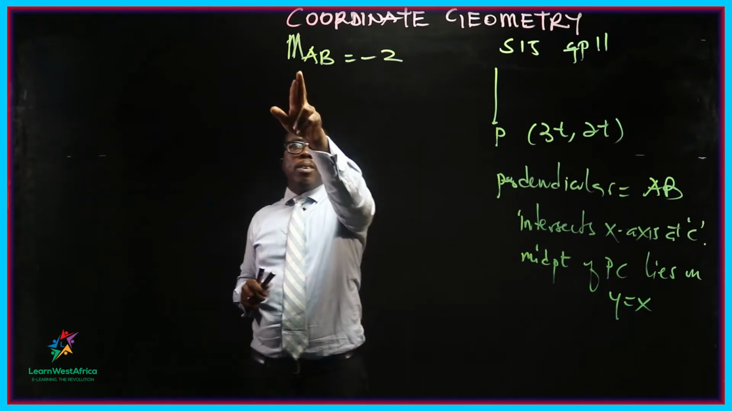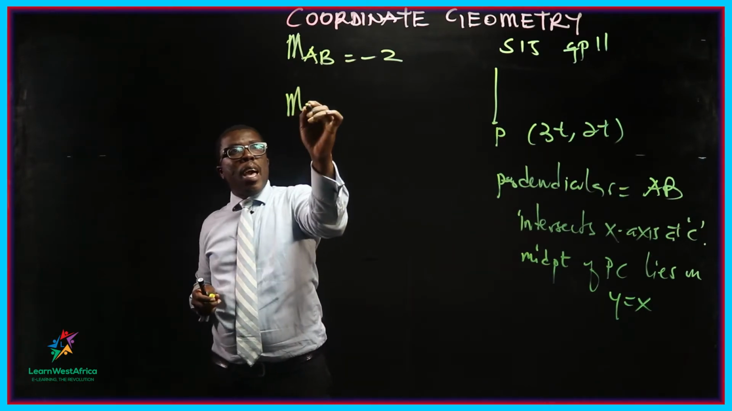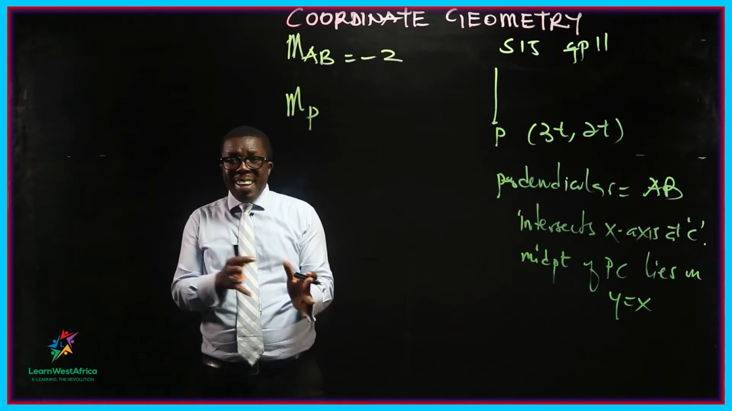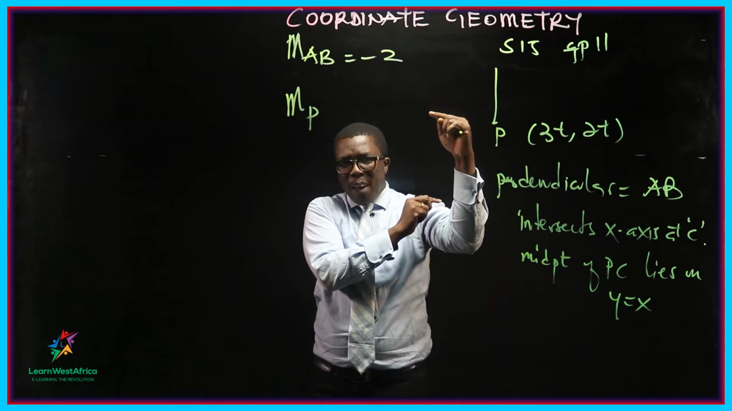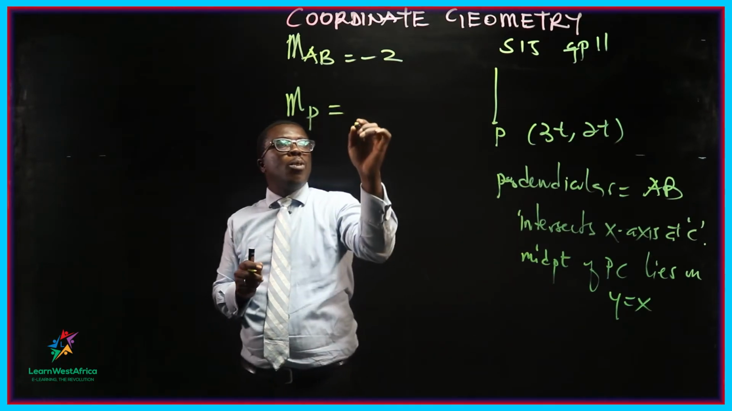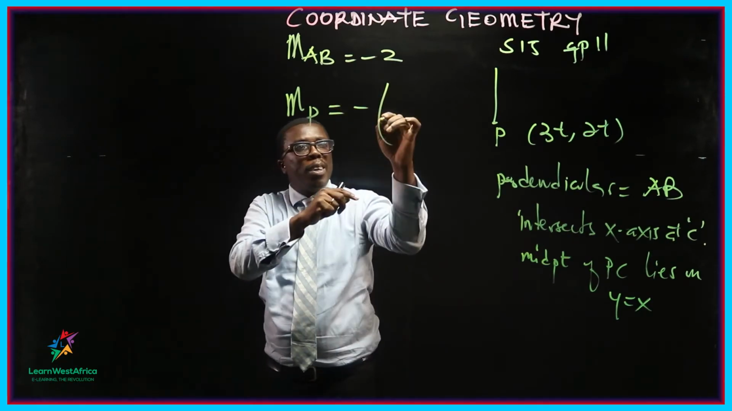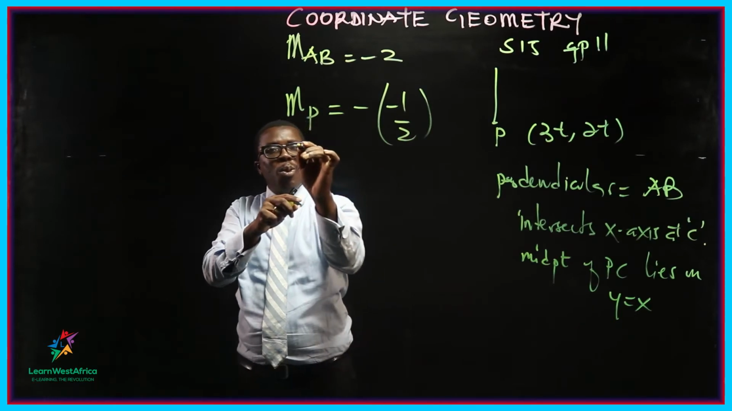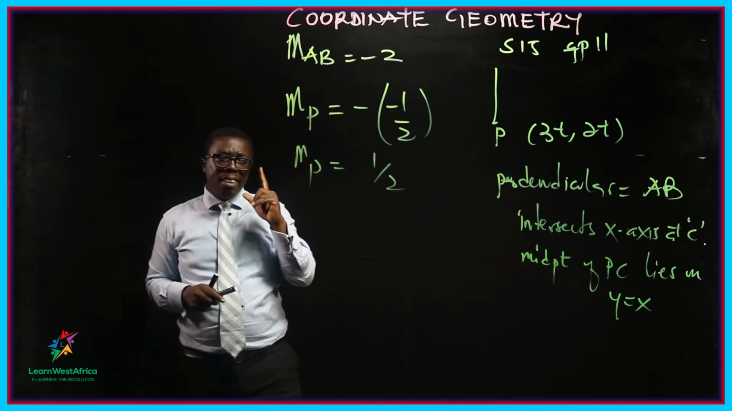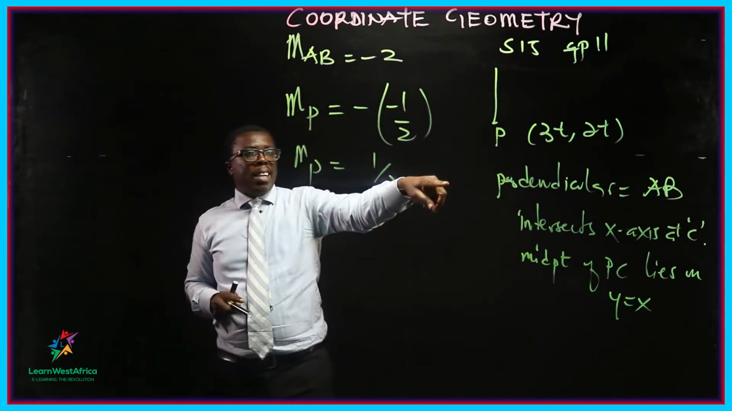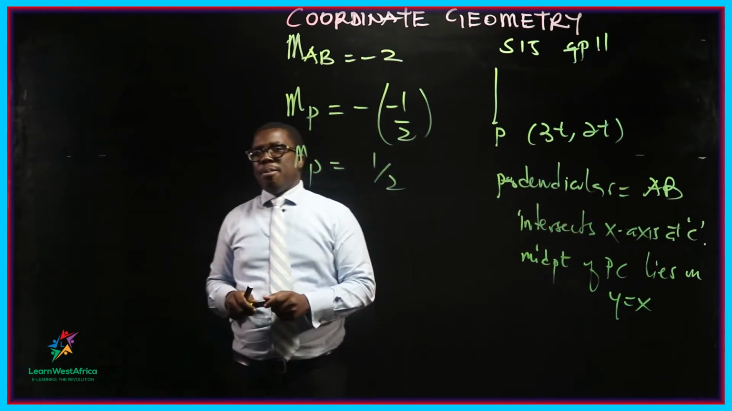So if the gradient of AB is -2, then MP, I use MP to mean the gradient of the perpendicular, will be the negative reciprocal of AB. When you turn -2 upside down, you're going to get -1/2, okay? So your gradient MP will be what? 1/2. Yeah, so that is simple. This line that is perpendicular to AB has a gradient of half.